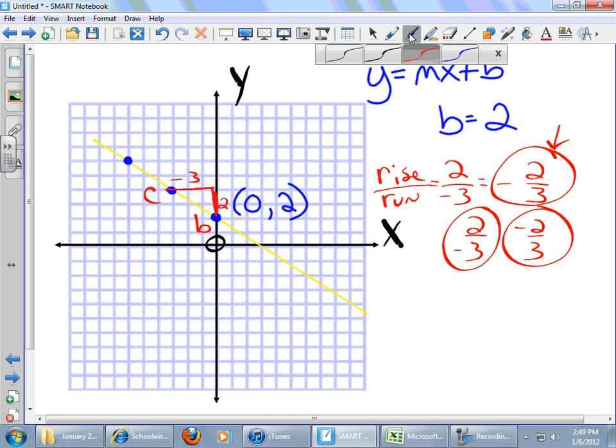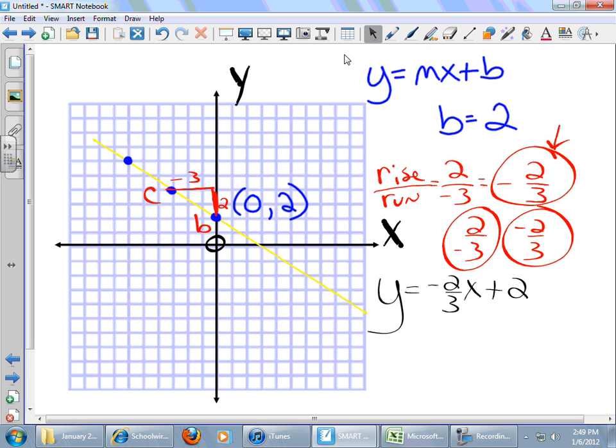So my equation will be y equals, put my slope in, negative 2/3 times x. The 2 is positive, I'll add 2. And there you go. Piece of cake.